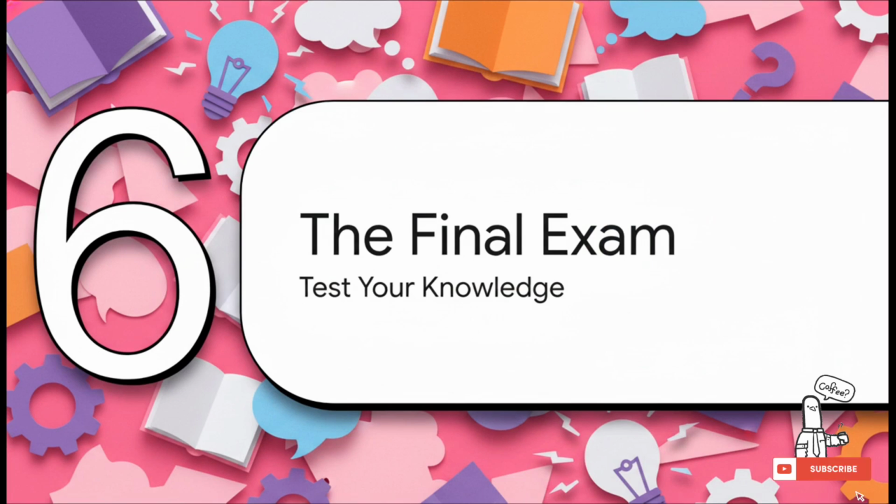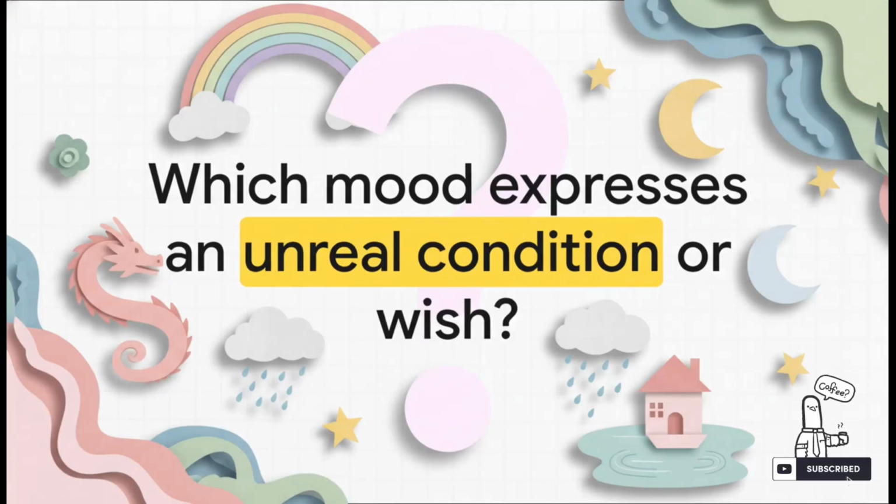It is time for Section 6, the final grammar exam. Let's see how much you retained. Question number 1 coming your way. Which grammatical mood expresses an unreal condition, a hypothetical, or a wish, like the sentence, I wish it would stop raining? Think about it for a second. It's the subjunctive mood. Fantastic job if you got that right. It is entirely the realm of what might be, not what actually is.